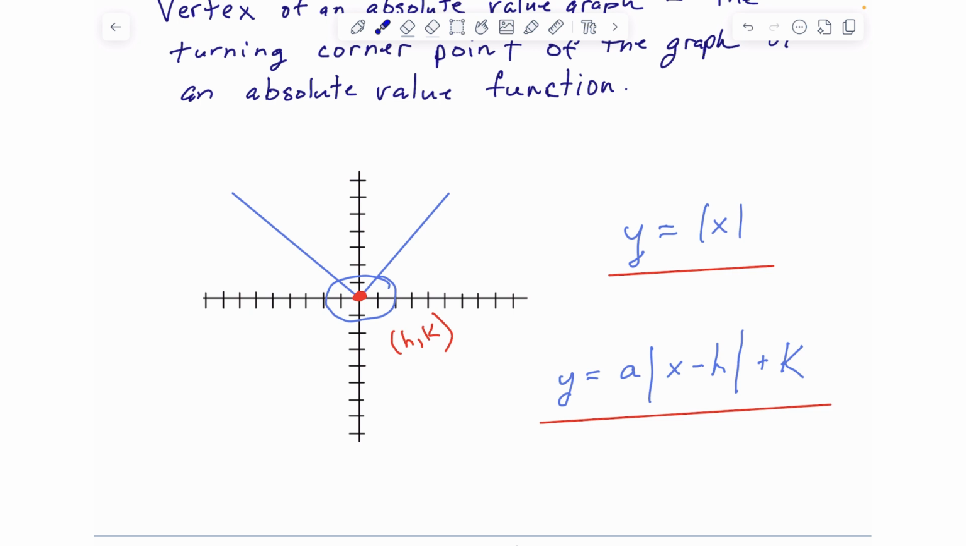If the equation were y equals a times the absolute value of x plus 2, plus 2, that number would be a minus 2 here and a plus 2 here, because this number is the opposite of what this is.